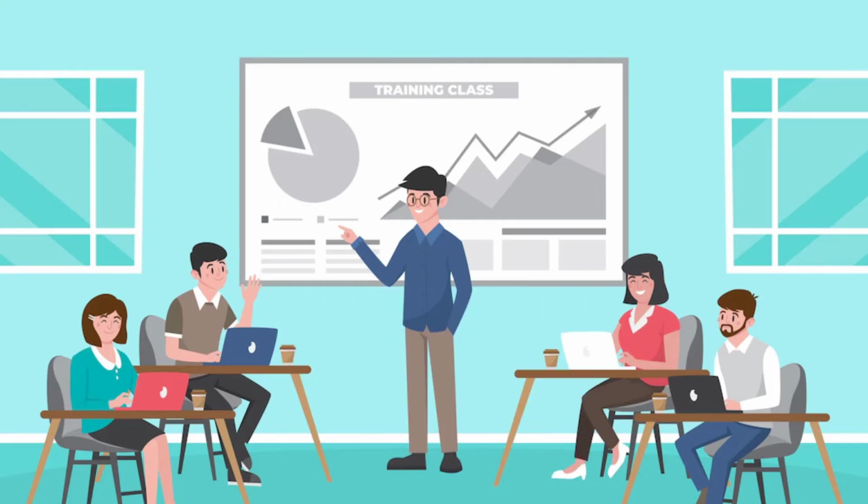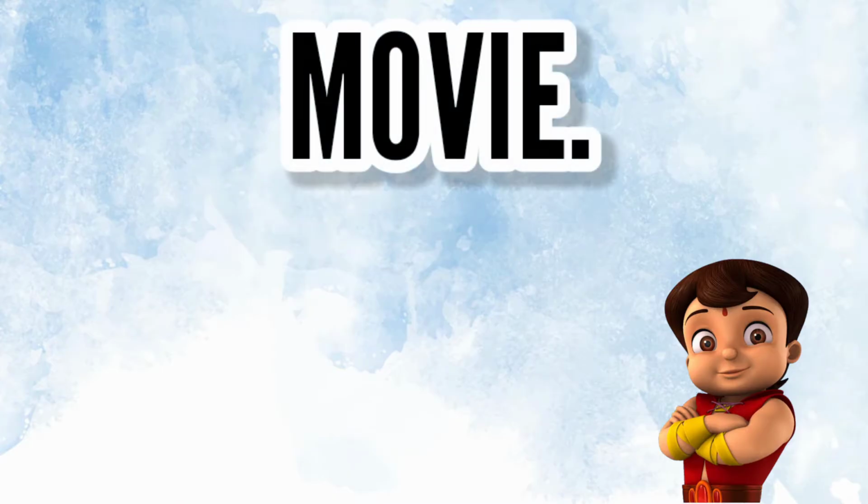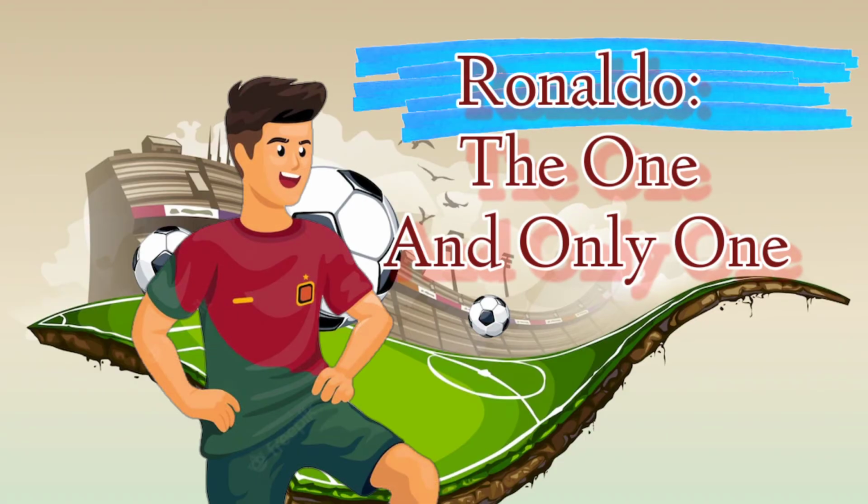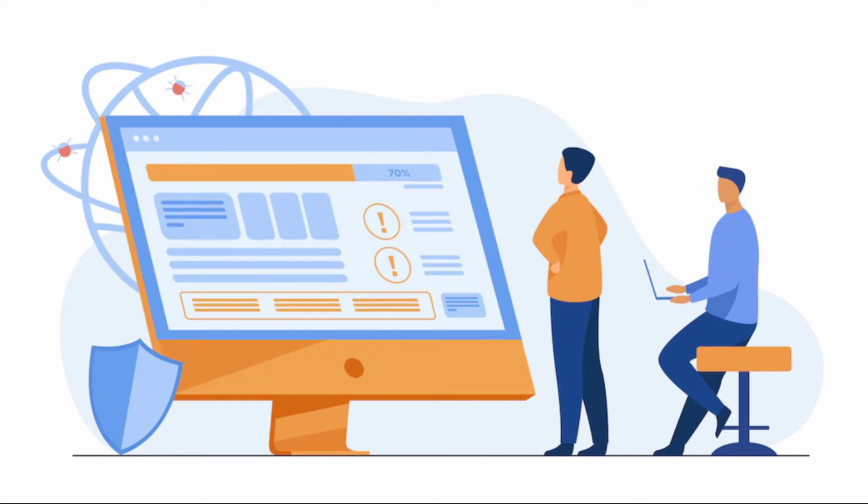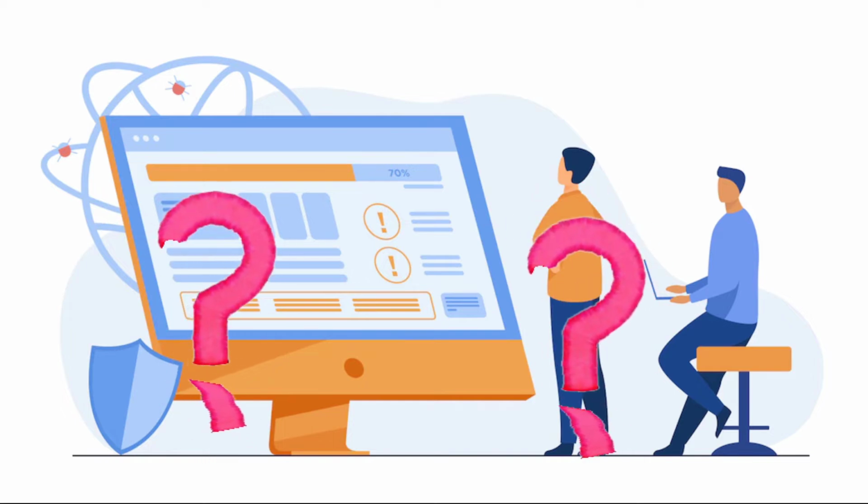One problem is there. Before starting to design a character, we should know what the name of our movie is and who the main character of the movie is. So the name is Ronaldo, the One and Only. Besides Ronaldo, we also have to create some side characters.